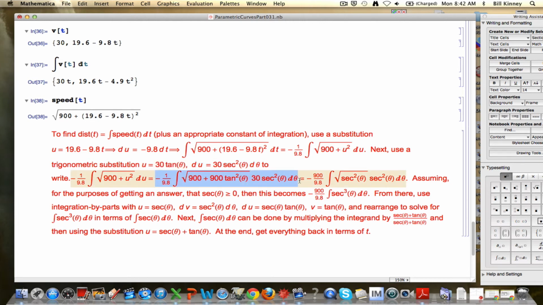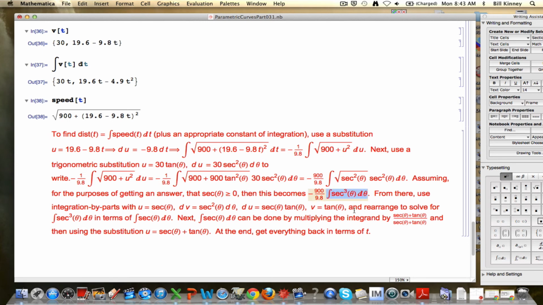Now it's a matter of using a trigonometric identity. We can factor the 900 out of the expression under the square root and take the square root of 900 to get 30. 30 times this other 30 is 900. And 1 plus tangent squared theta is secant squared theta. That's a trigonometric identity. So we're left with this integrand now, which still looks pretty complicated. If we assume, for the purposes of getting an answer, that secant theta is greater than or equal to 0, then the square root of secant squared theta, which is really the absolute value of secant theta, could be thought of as just secant theta in that case. And the integral becomes this.